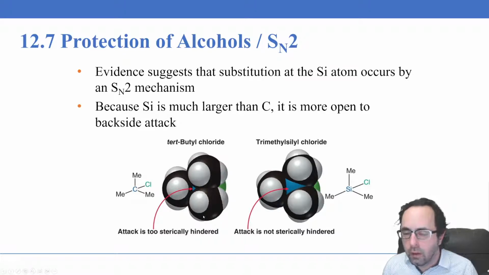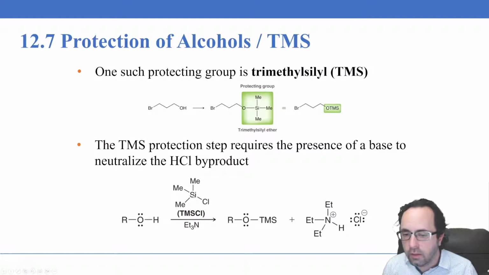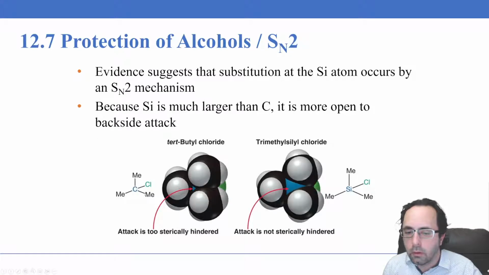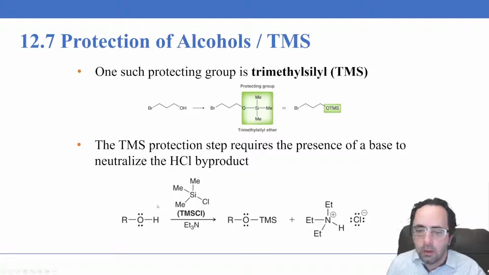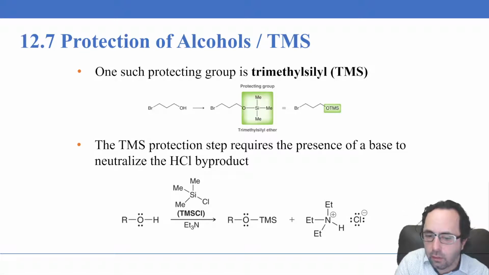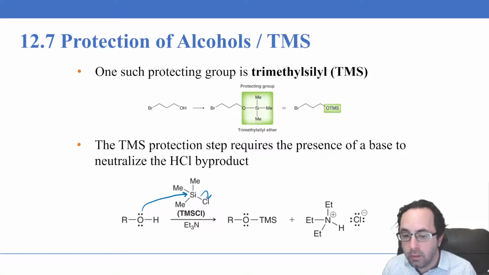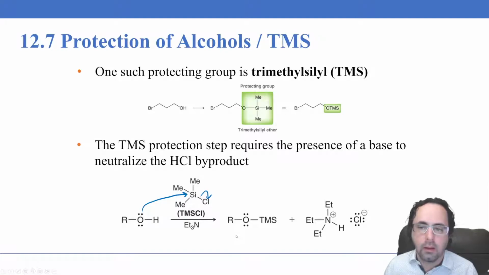Now, the substitution here that occurs for the silicon atom occurs by a nucleophilic attack on the silicon atom. The oxygen does a nucleophilic attack on the silicon atom, and then the chlorine leaves. Now, you may be thinking, how does this happen? There's 3 methyl groups. This silicon is sterically hindered, right? Well, it's a silicon and not a carbon.